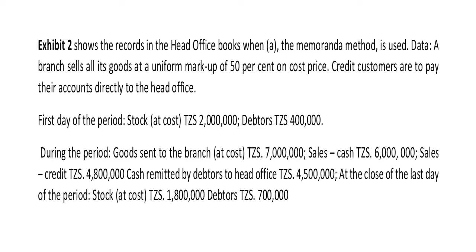So on the first day, as opening stock, we have cost 2 million, debtors 400,000. During the period, we sent to the branch 7 million, sales cash 6 million, sales credit 4,800,000. Cash remitted by debtors to head office 4,500,000. At the close of the last day, closing stock at cost is 1,800,000, debtors 700,000.